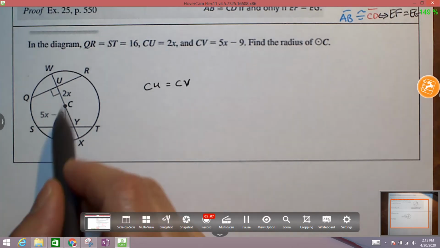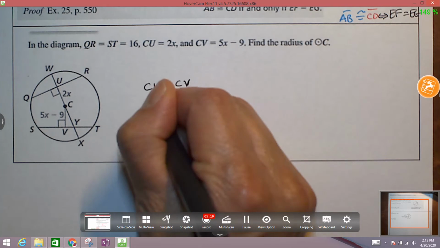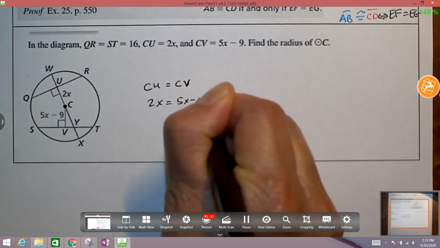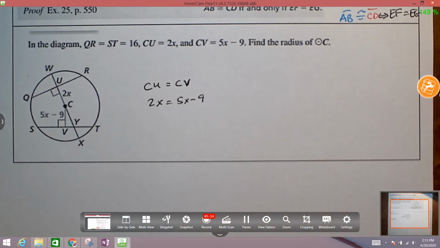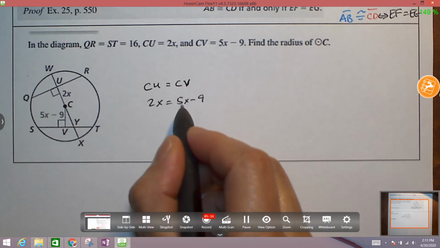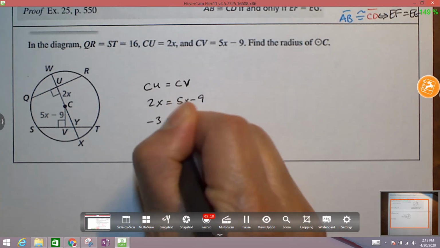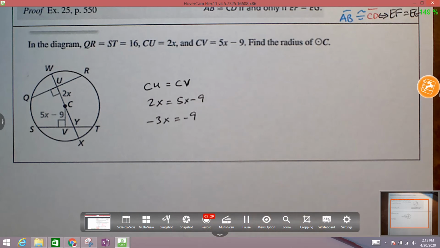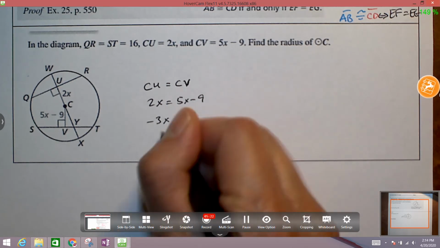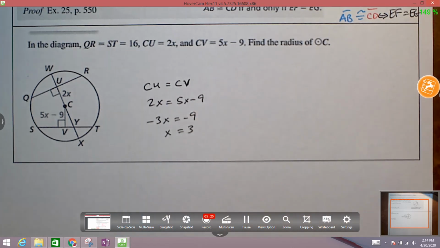And that is because of the theorem. So let's substitute in their actual lengths. We know that 2x is equal to 5x minus 9. Let's subtract 5x from both sides. So we get negative 3x equals negative 9. Let's divide by negative 3, and we get x equals 3.